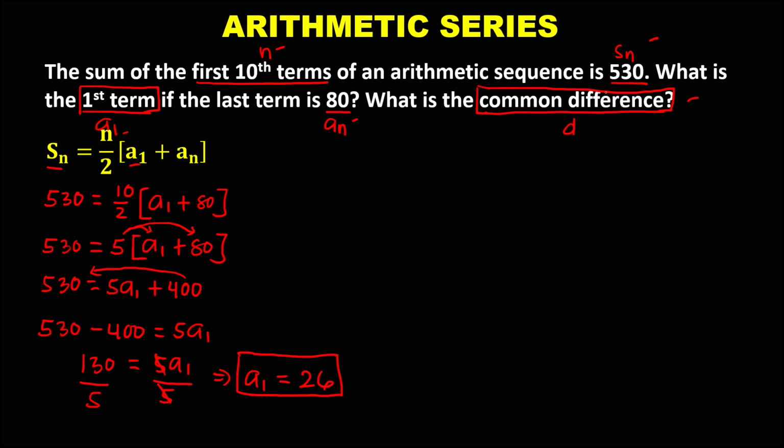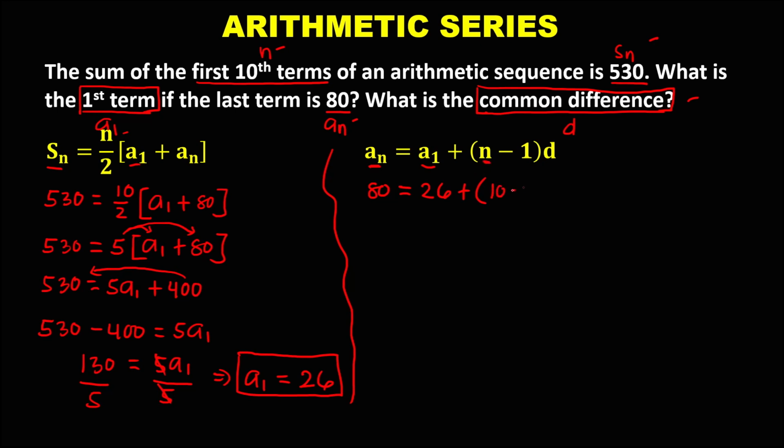Then to find the common difference, using this formula to solve for the common difference, substitute now all the values. So we have A sub n, the last term, is 80, then equals the first term, that's 26, plus the number of terms, that's 10, minus 1 times the common difference. Then we need to transpose this positive 26 to the other side.